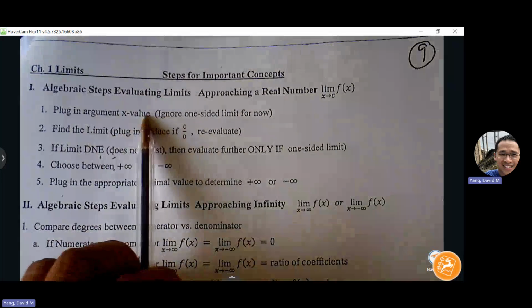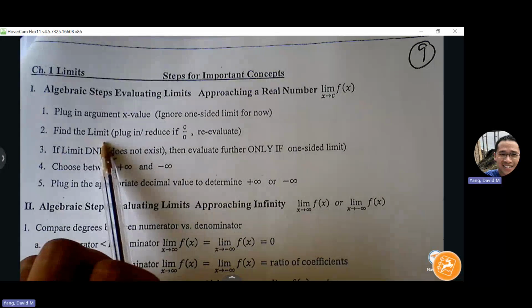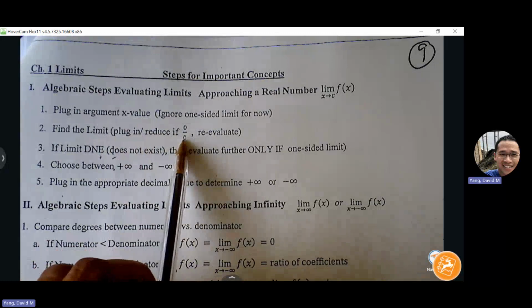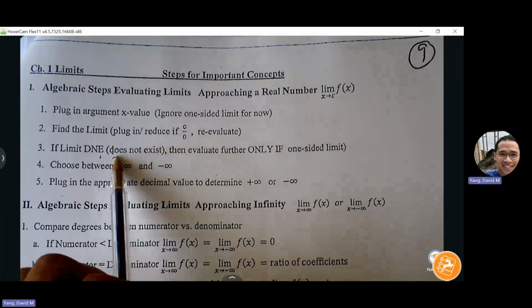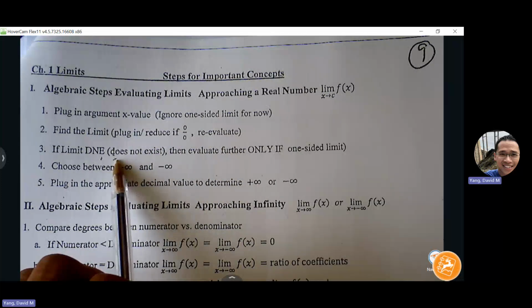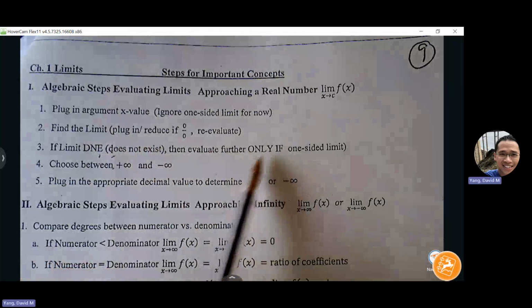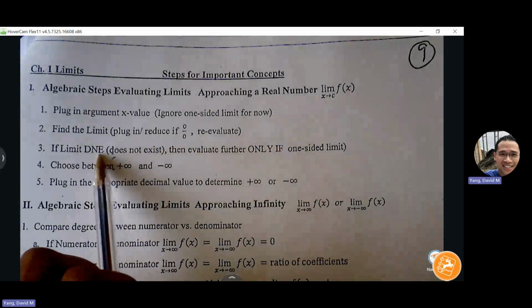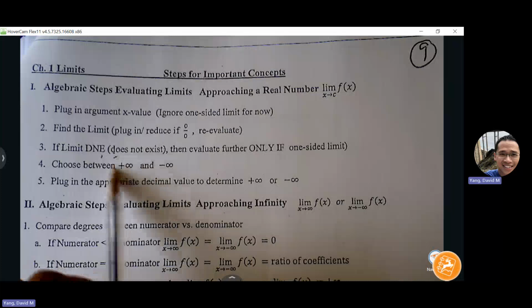So first step, we always plug in the x value. We ignore the one-side limit, and then we try to find the limit. Okay. If we can get a real number, then great. If we get 0 over 0, we're going to reevaluate. We know we have to go through our steps to get that hole to be removed. If the limit does not exist, right, 10 over 0, 8 over 0, then we will say that's fine, limit doesn't exist. But if there's a one-side limit paired with a limit that doesn't exist, we know we gotta involve decimals, right? We gotta plug in decimals.